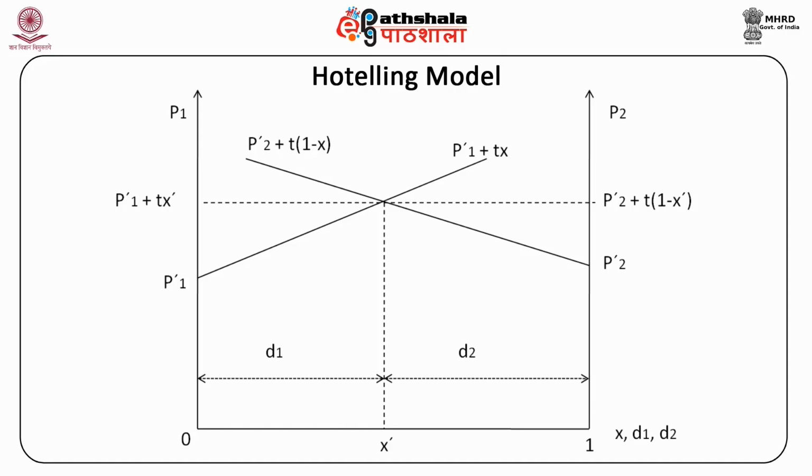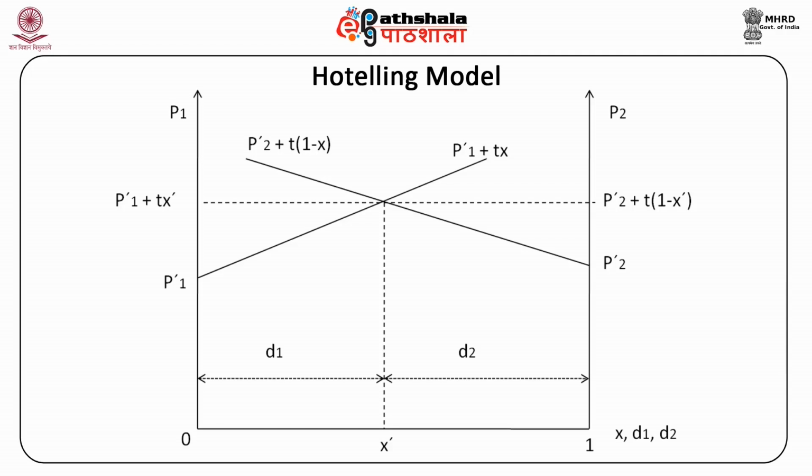A buyer located at x must travel a distance 1 minus x to make a purchase from firm 2. Total cost of buying from firm 2 is then given as P2 plus T times (1 minus x). While a buyer located at x equal to 1, or at the location of firm 2, will have to pay total cost P2, a buyer at the other end, located near firm 1 at x equal to 0, must pay P2 plus T in order to buy from firm 2.